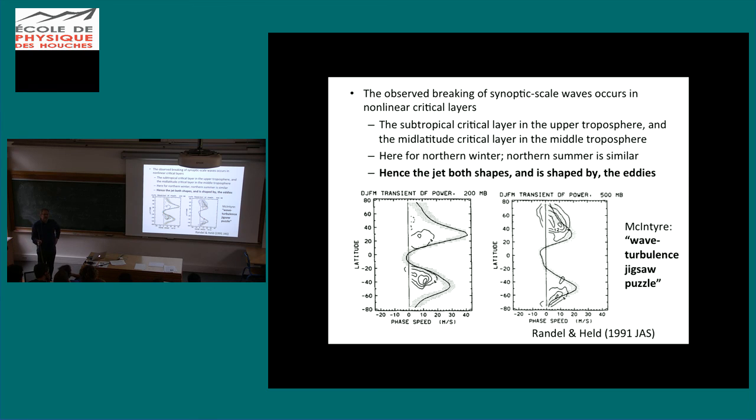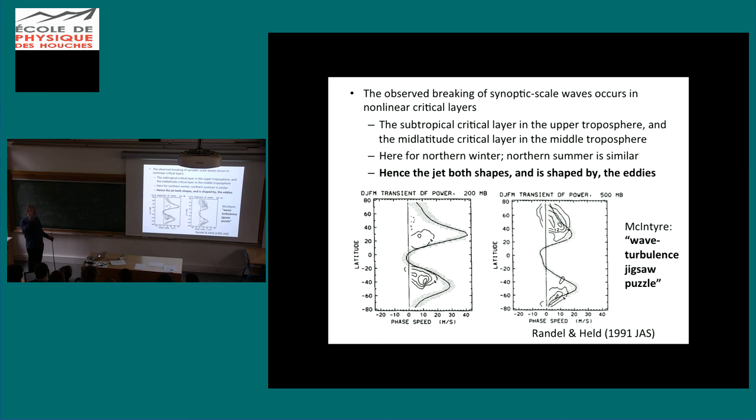Now, I don't really have time. How many of you know about critical layers? Most of you. Okay, good. So you know that basically, as the phase speed of a wave approaches the mean flow speed, you get a critical layer, and the amplitude of the wave increases, so the waves are going to break.